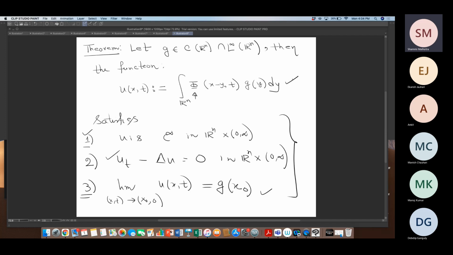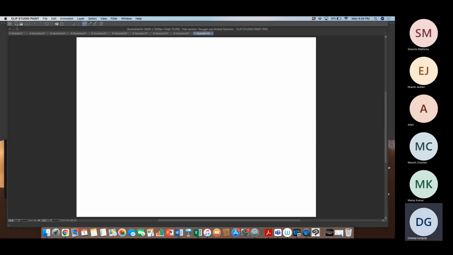It is a kind of convolution of phi and g. Exactly. Phi is C infinity, very smooth for t positive, of course. So there is nothing to prove. One is trivial.